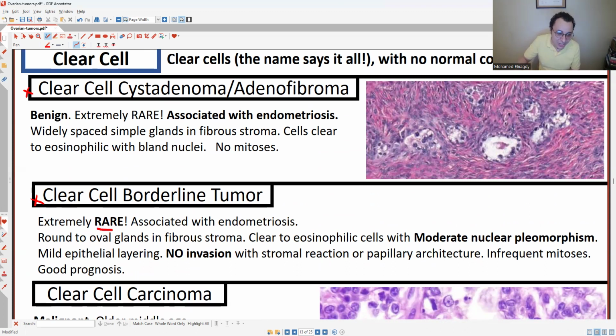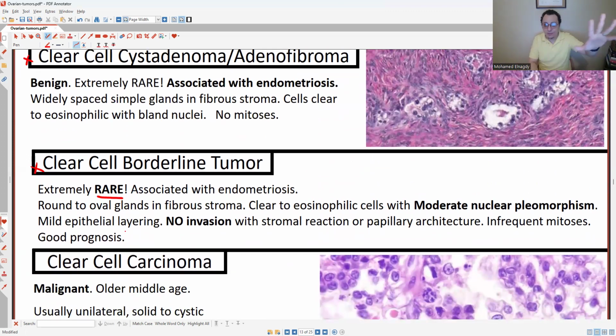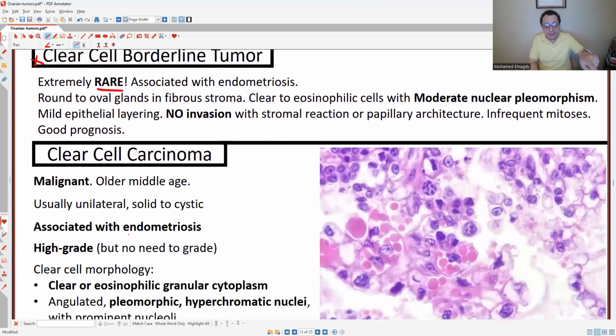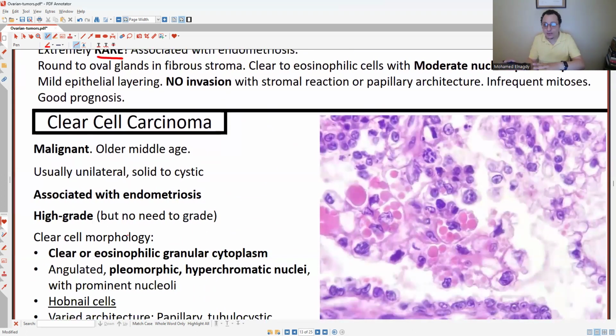See, he's saying it's extremely rare. He's making it all caps as if he's shouting. It's extremely rare. So he's telling you, don't bother about these entities. If there is any clear cell tumor in the ovary, it's going to be clear cell carcinoma.